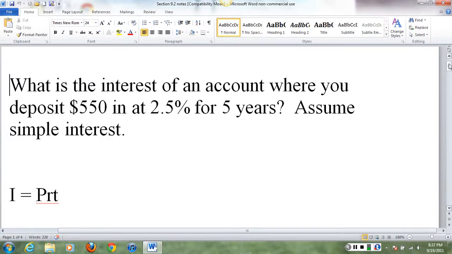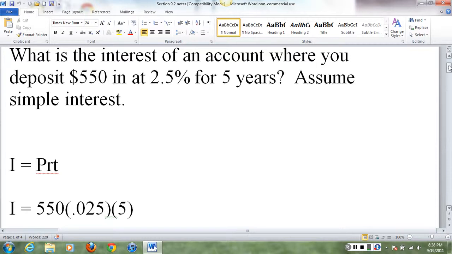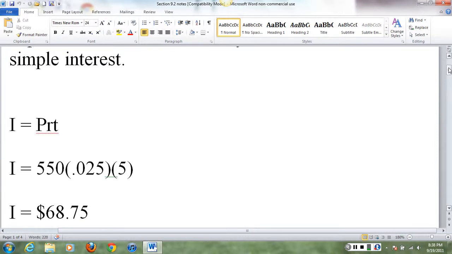Where the P stands for principal, R stands for the rate as a decimal, that is, and then T stands for time. And it's very important that R is always entered in as a decimal, as opposed to a percentage. So in this case, I'll say 550 times 0.025 times 5. In other words, you wouldn't want to say 2.5. That would throw off your calculation very, very much. And then you do the math, you end up with 68.75 as the interest earned.